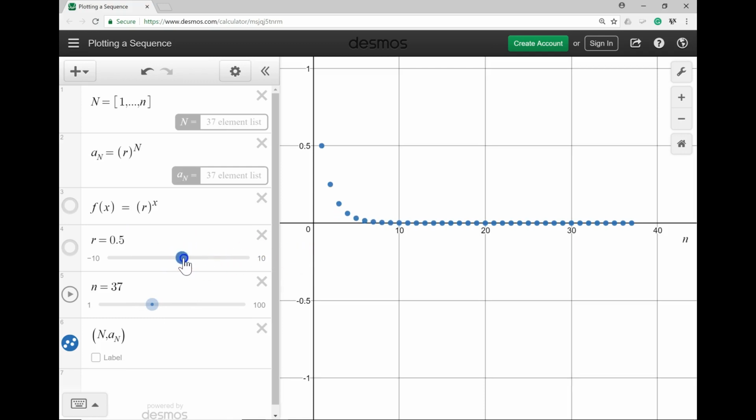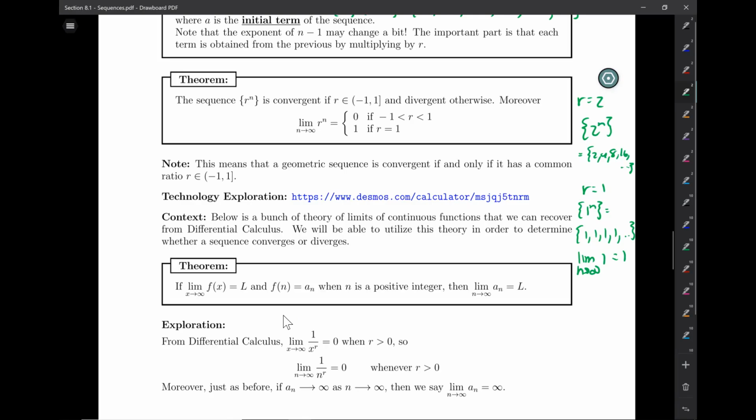So notice these are just distinct points, right? This is not a continuous function. It's not an actual curve that's connected. But if I look at the function itself, I essentially can connect the dots, and whatever happens to the function as x approaches infinity will be the same as what happens to the sequence as n approaches infinity. We're going to get to a theorem about that in a little bit.